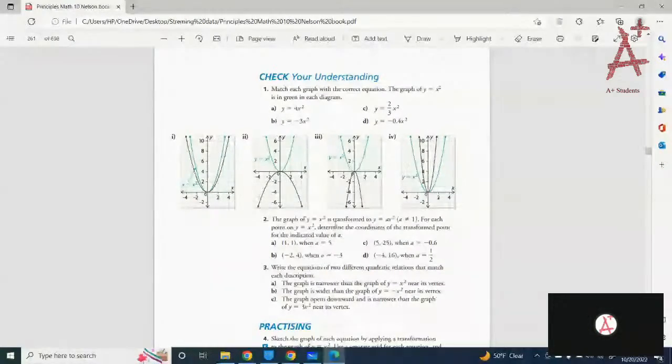Okay, let's move on to question number 2. The graph of y equals x square is transformed to y equals ax square. For each point on y equals x square, determine the coordinates of the transformed point for the indicated value of a. Okay, now you are given the point 1, 1 and a equals 5. You have to find the point to which the graph is transformed.